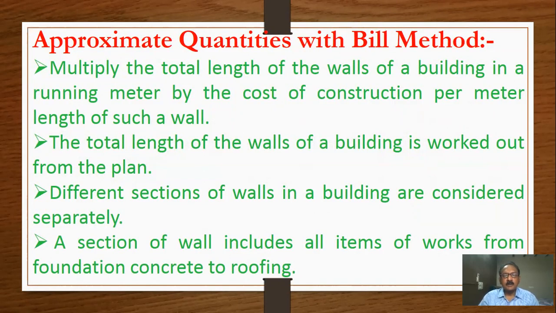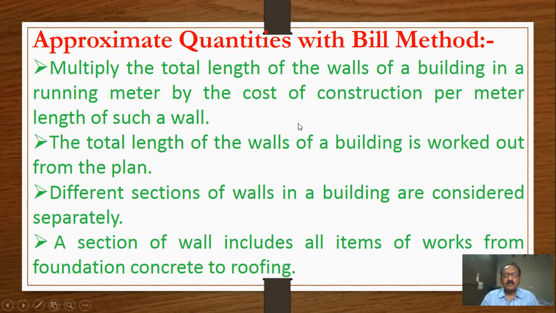In this method, you should have a plan of the constructed area. Multiply the total length of the walls of the building in running meter by the cost of construction per meter length of such wall. See, for 1 meter length, generally the building height is 3 meter. For 1 meter length, the cost is around, say, 5,000 rupees. Okay, this is the data rate available from local rates.